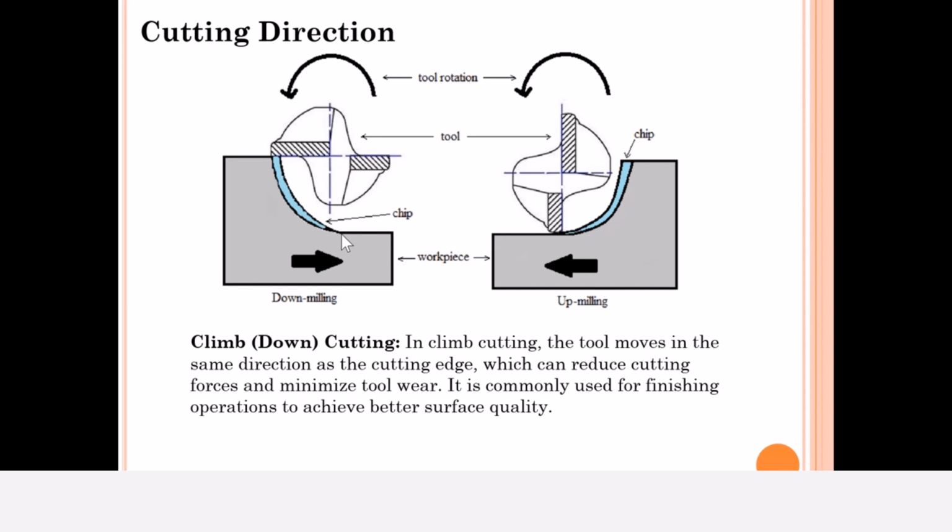Okay, let me talk about clamp milling. In clamp cutting, the tool moves in the same direction as the cutting edge. So this is my rotation, and this is my workpiece movement. You can see that both of them are the same. So we call that same direction cutting maybe. Okay, this is the down cutting.